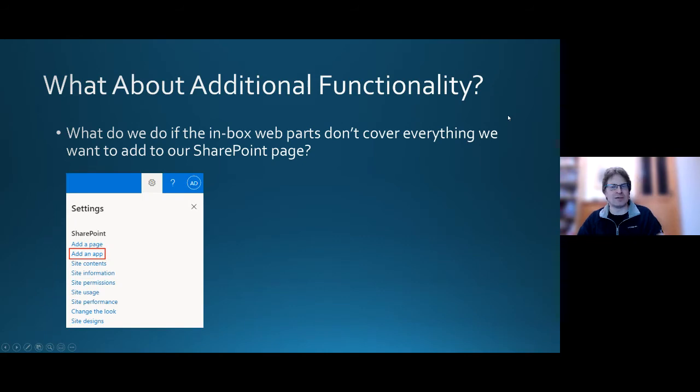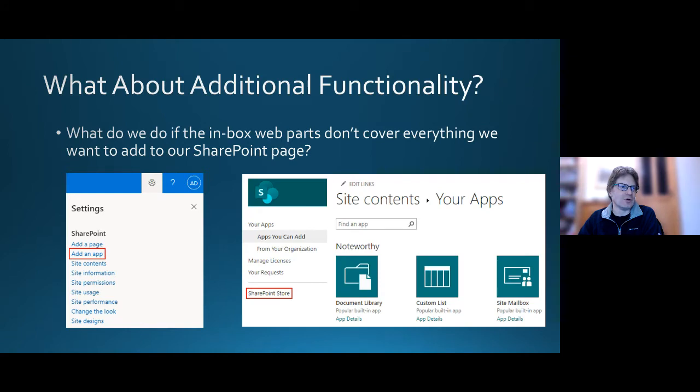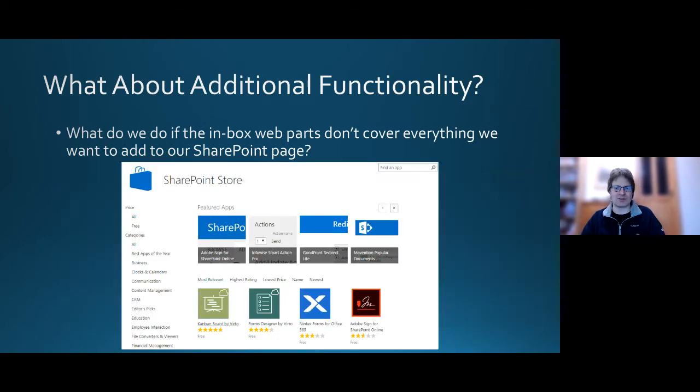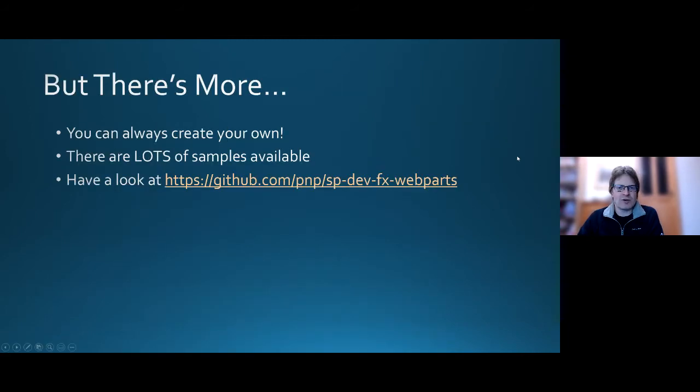And to do that, you go into the cog at the top right-hand corner of the page, you hit add an app. You can then go to the SharePoint store, and that opens up a page which gives us access to lots and lots of apps that are available. There are some free ones, there are plenty of paid ones, and so on. If the apps that you get on the page by default don't do it for you, I go and have a look at these in the first instance to see whether what you want is covered within here. If it's not, you can always create your own.